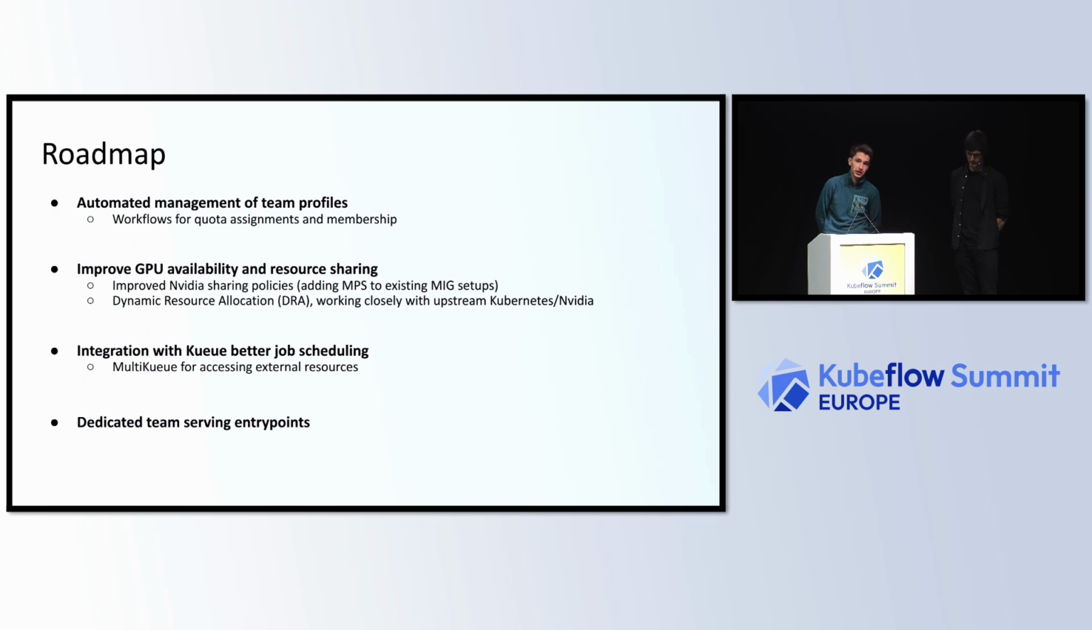In terms of the roadmap for the machine learning service at CERN, we need to work more on automated management of team profiles. I know there's a lightning talk a bit after this, so maybe that will have something to say about it. We need to improve GPU availability and resource sharing. For example, by adding MPS to our MIG setups that we currently have. We've been looking into DRA as well and are working closely with NVIDIA and upstream Kubernetes for this. We also want to integrate with Kueue and especially MultiKueue for bursting to the public cloud if possible. And finally, dedicated team serving entry points.